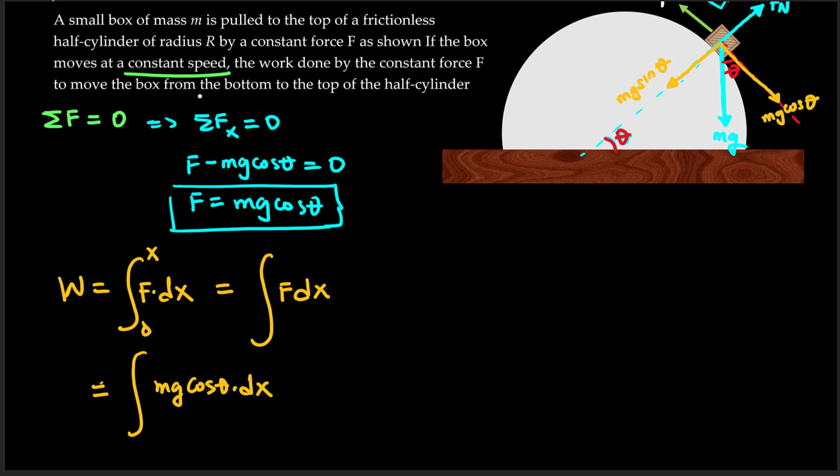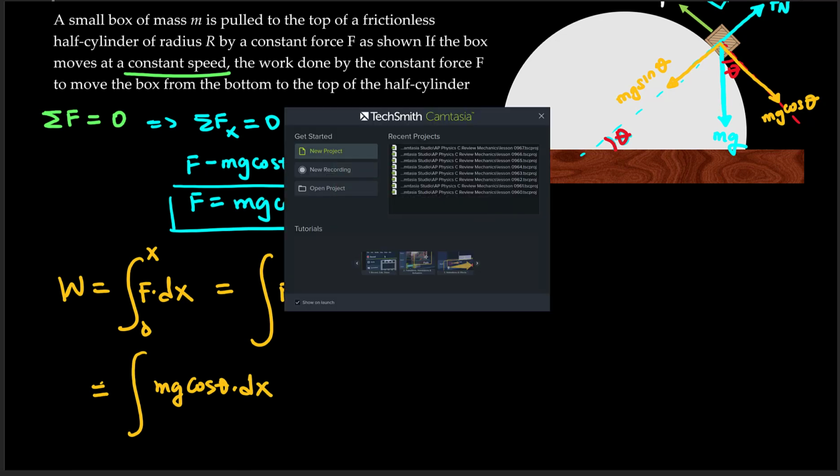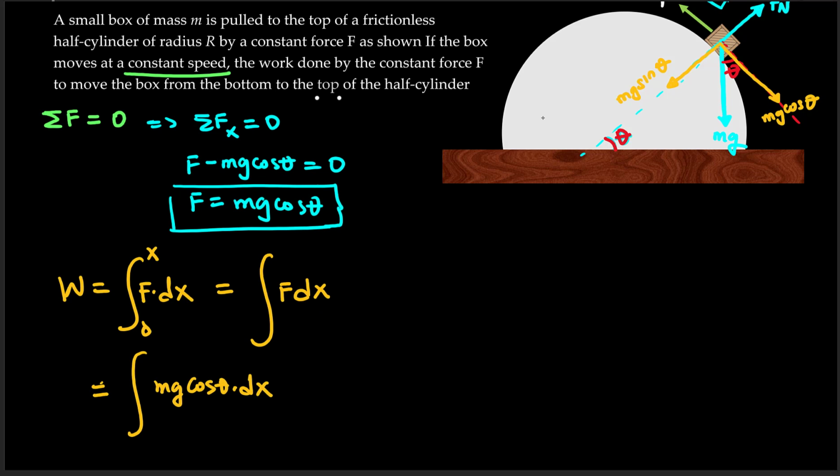Now notice something. F is a function of theta, so we could not integrate theta with respect to x. So we have to convert dx into d theta. Now, what do we note? dx is actually an arc length, which means that dx is equal to r d theta.